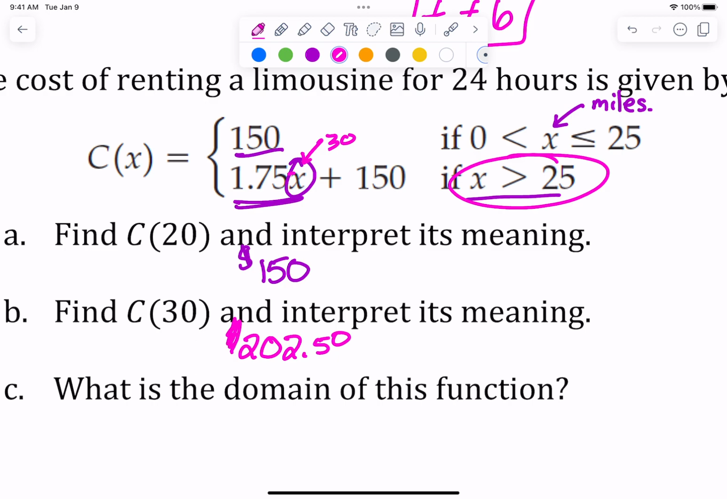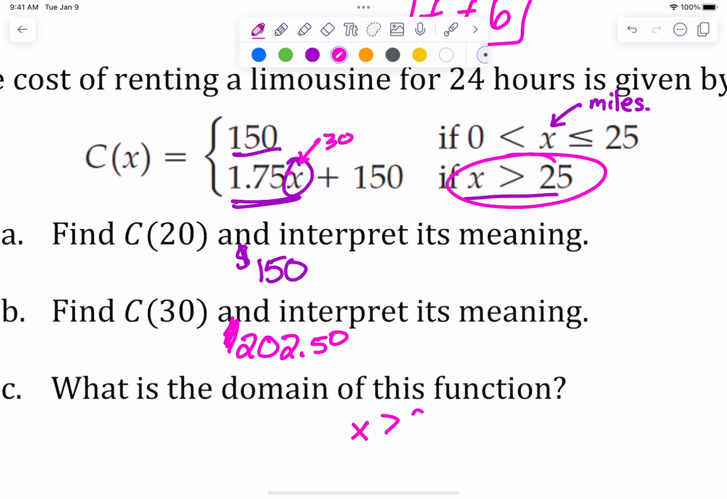So what numbers am I allowed to plug in for x? Any positive number? Any number greater than 0. x has to be greater than 0. Can it be equal to 0? I mean, no, not according to this, right?